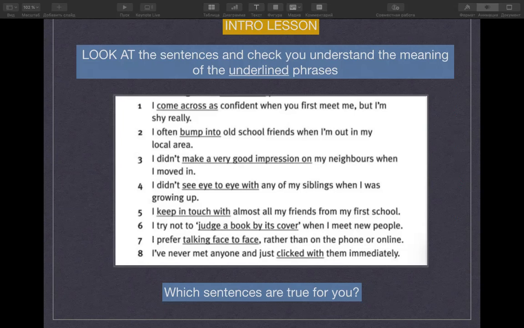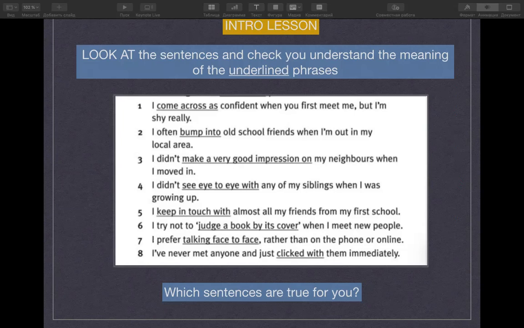I prefer talking face to face rather than on the phone or online. And I've never met anyone and just clicked with them immediately. Clicked with. I've never met anyone and just clicked with them immediately.